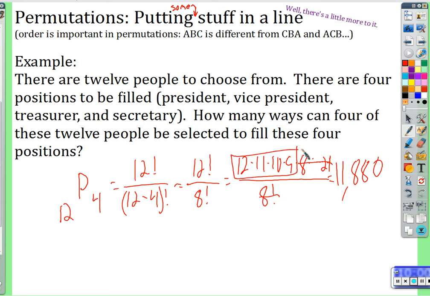No need to break it down like that. No need to write that every time and then multiply 12 times 11 times 10 times 9. You can use your calculator to do 12 factorial over 8 factorial. But I just want to make it clear what exactly is happening.